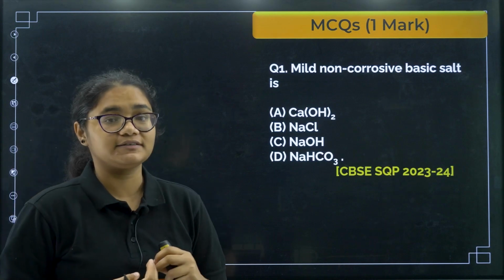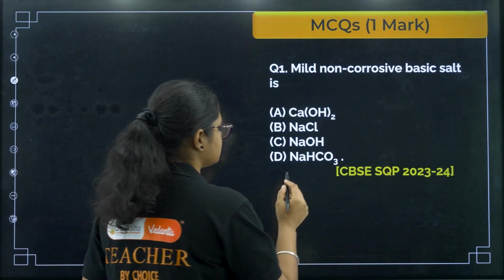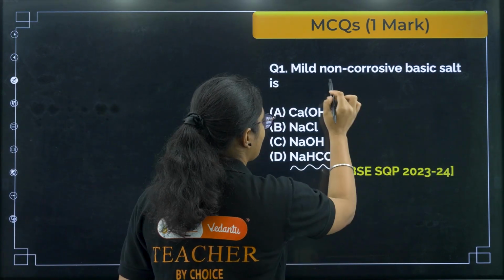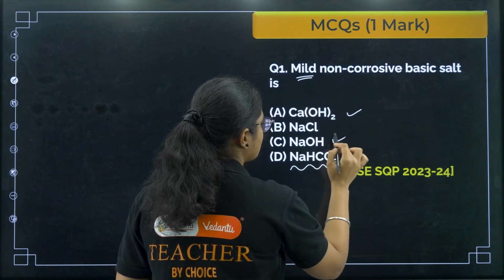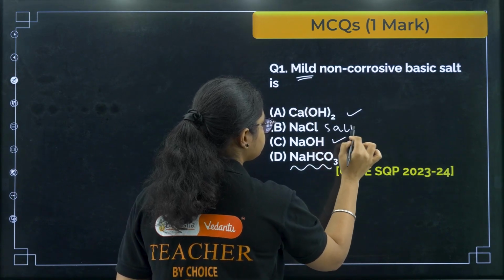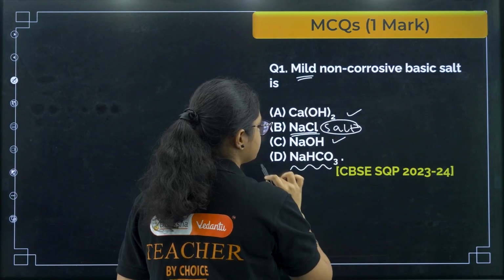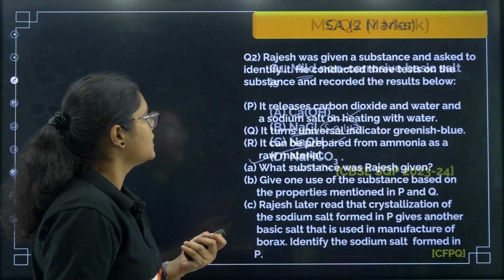Mild corrosive basic salt is NaHCO3. It is mild, right? This is strong and this is a salt. It is not a basic salt, it is a neutral salt. So option D here.